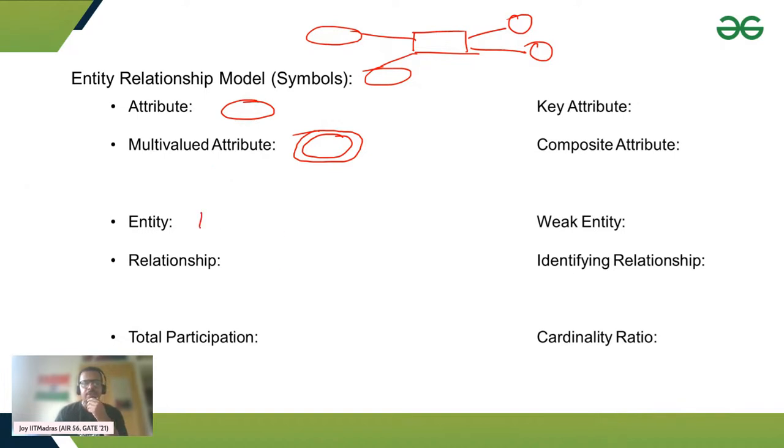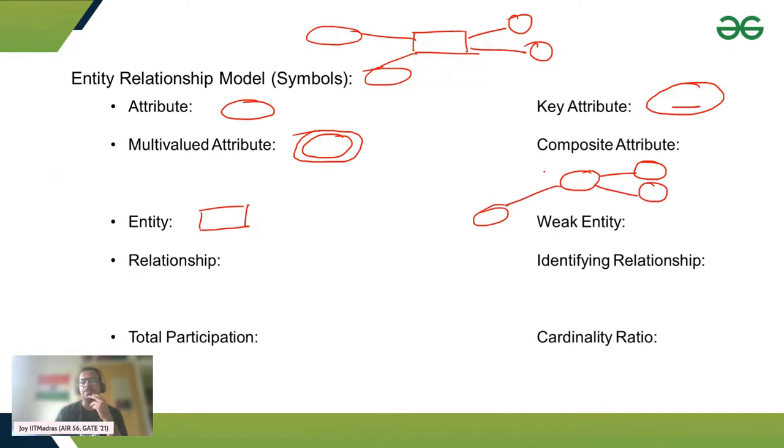Then entity, I told you that an entity is a rectangle. Then the key attribute, in the oval shape, we use a specific underline. By underlining the name of the attribute, we represent that this is the key attribute. Then composite attribute. Suppose we have name, and the name is again divided into first name, middle name, last name. In this way, we can represent the composite attribute.